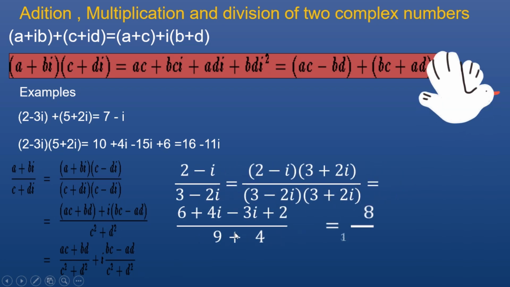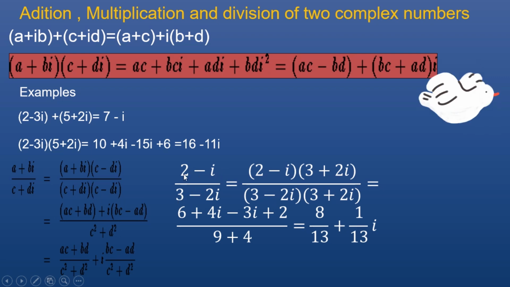Numerical: 2 minus i over 3 minus 2i. The conjugate of 3 minus 2i is 3 plus 2i. We multiply up and down by 3 plus 2i. 2 times 3, 6. 2 times 2i, 4i. Minus 3i, minus 2i squared. Minus 2i squared, but i squared is minus 1, so plus 2. Over c squared plus d squared, which is 9 plus 4, 3 squared plus 2 squared, equals 8 over 13 plus 1 over 13 i. The real part is 8 over 13 and the imaginary part is 1 over 13.